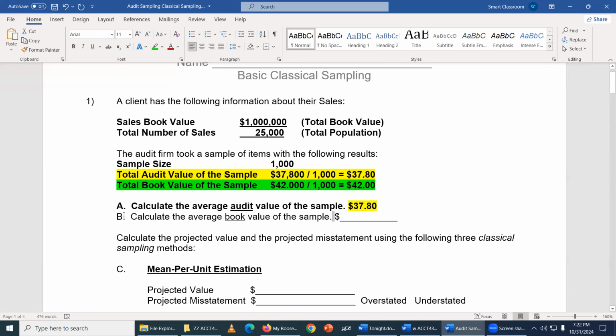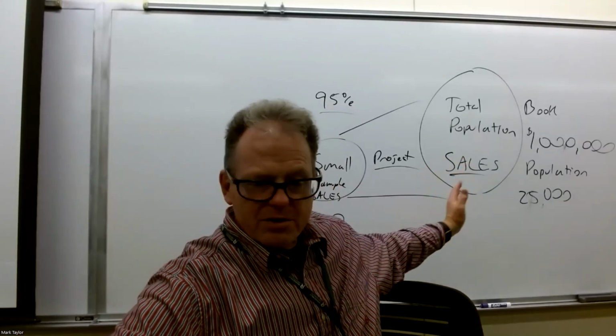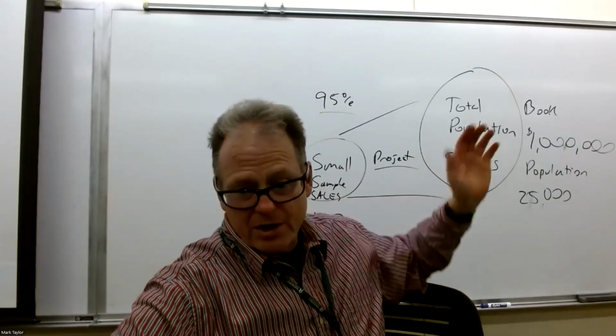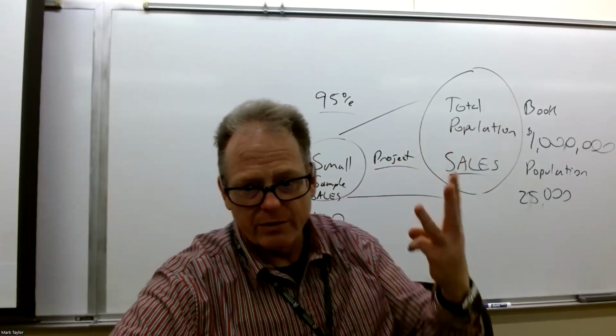Okay, so the audit average is $37.80. The average book value of the sample is $42. And now we are ready to do this. So we got our averages. Now we have to spread it over the entire population. We're going to project it over the entire population, but we're going to do it three different ways.